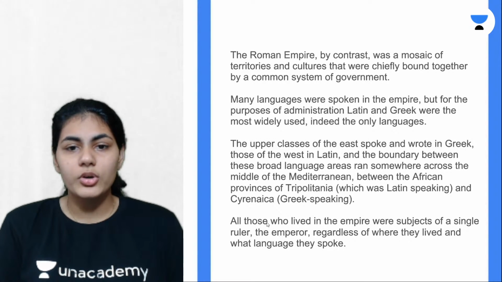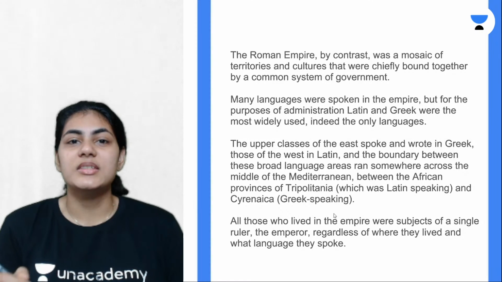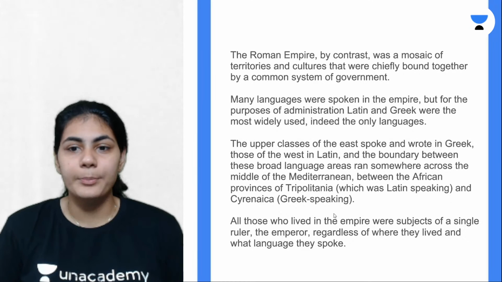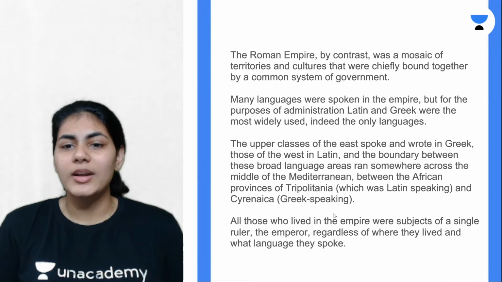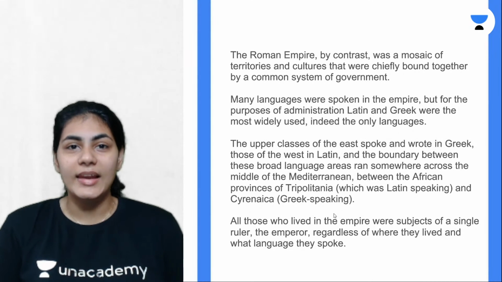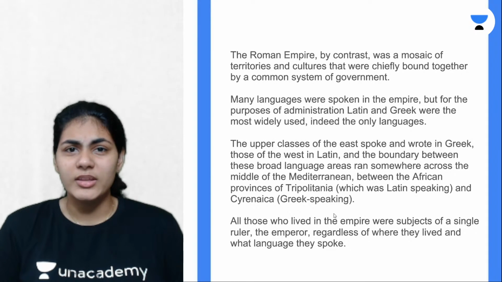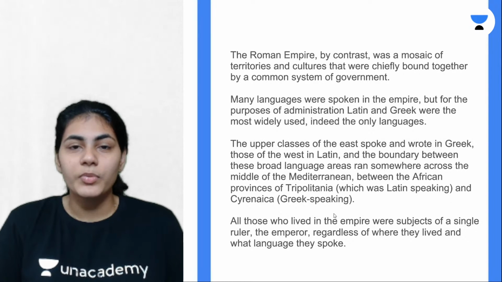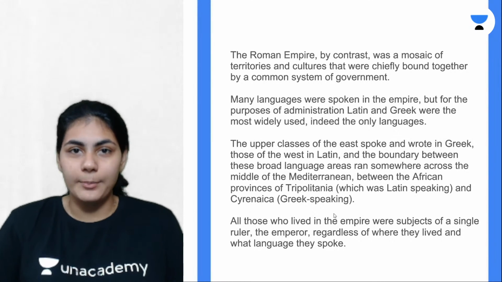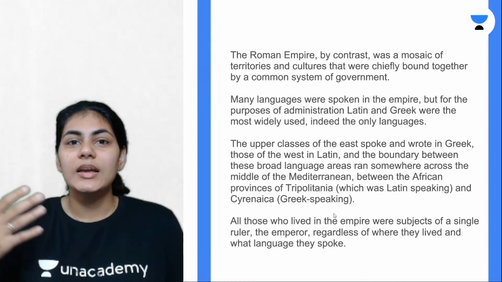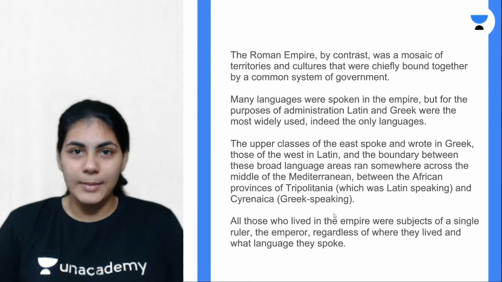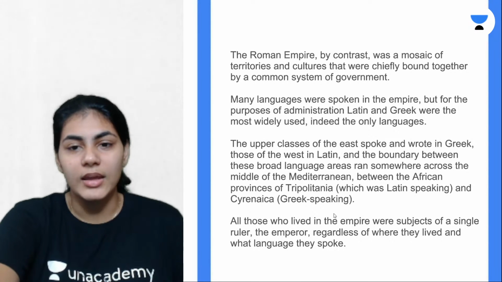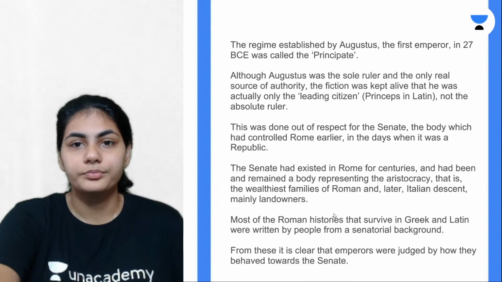And all of those who lived in the empire were considered subjects of a single ruler, who is the main emperor. Regardless of what language they spoke, regardless of where they lived, whether in a desert or a grassland, whichever nationality, it doesn't matter. All of them were equal to the emperor. All of them were considered important subjects of the emperor. So that's again a good thing when it comes to the Roman Empire.